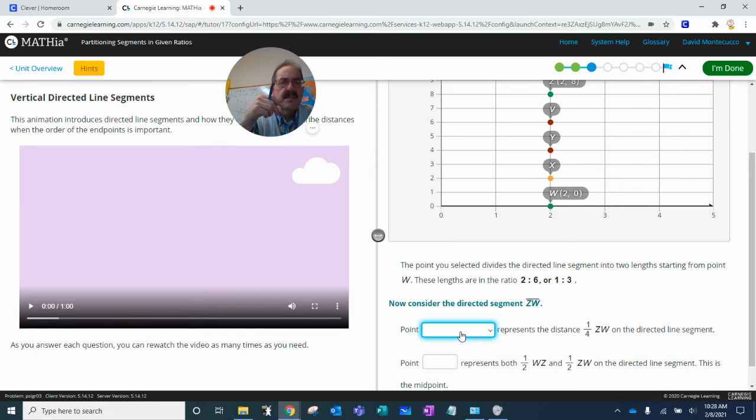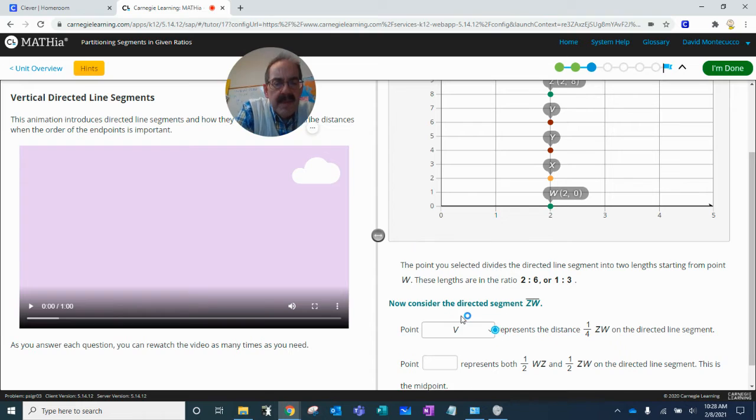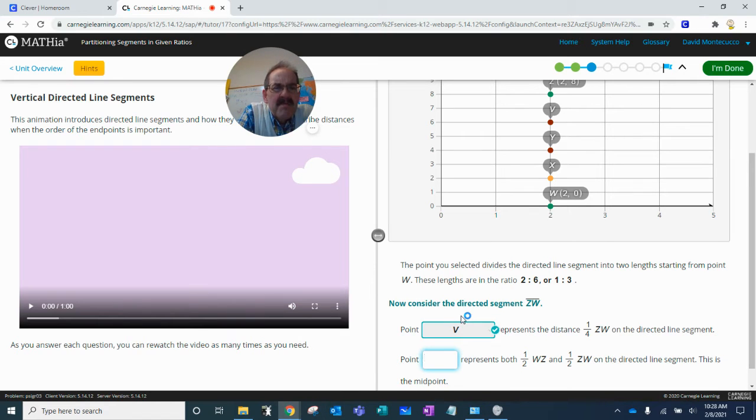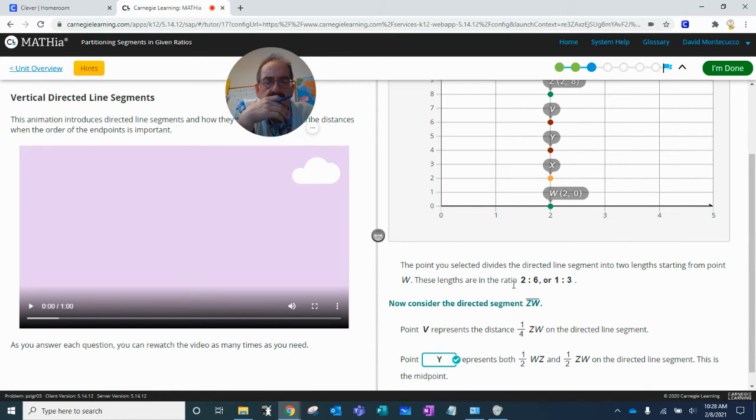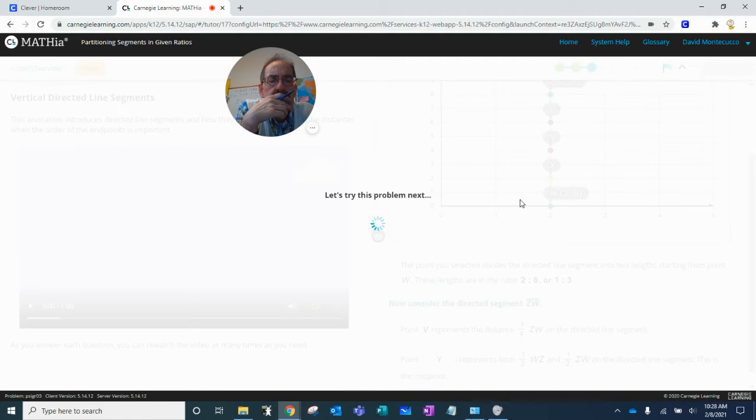ZW. Halfway, WZ, halfway would be Y. Okay. Segment division.